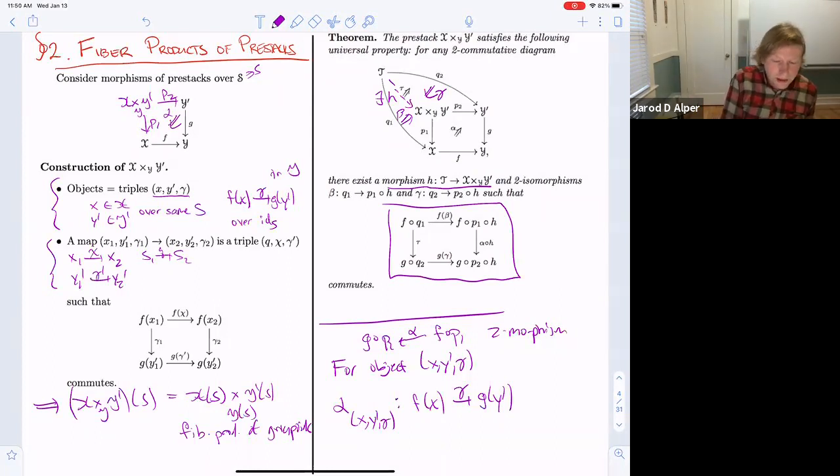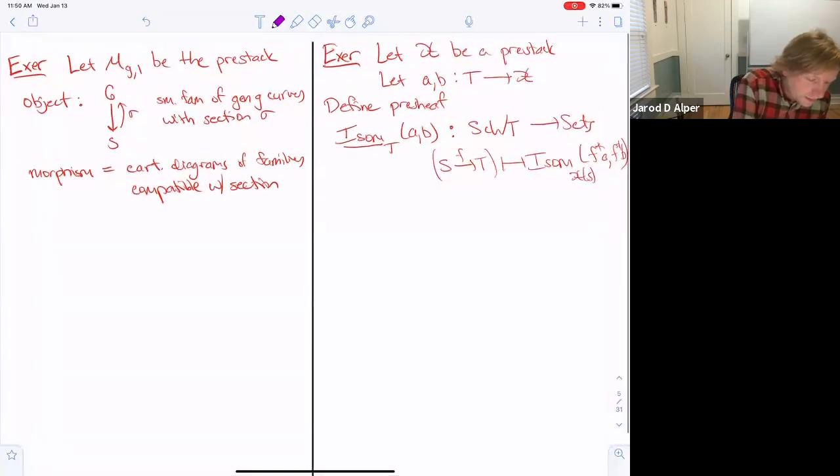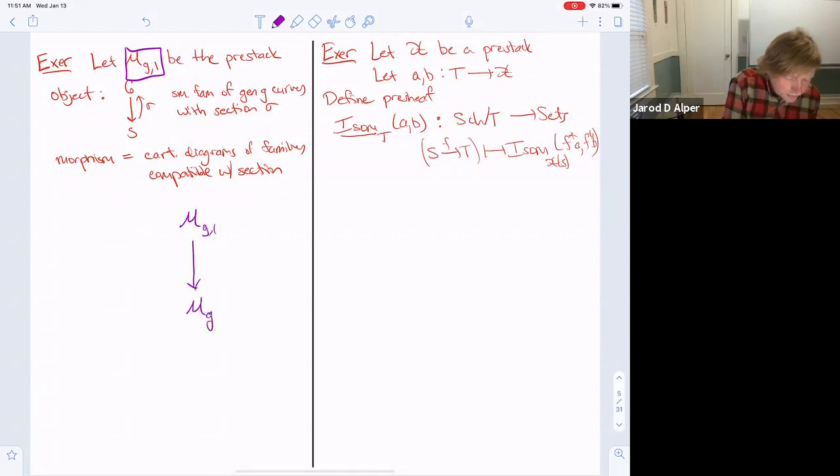So I'm going to give two examples of fiber products of pre-stacks. The first is this interesting example where I'm going to define M_g,1. Here the objects are like in M_g, but you also have a section. So an object is a family of smooth genus g curves together with a section. And like with M_g, morphisms are Cartesian diagrams, but they have to be compatible with the section. So this defines a pre-stack. And then if you forget the section, you get a map to M_g. So here the map takes a family with a section and just forgets the section.